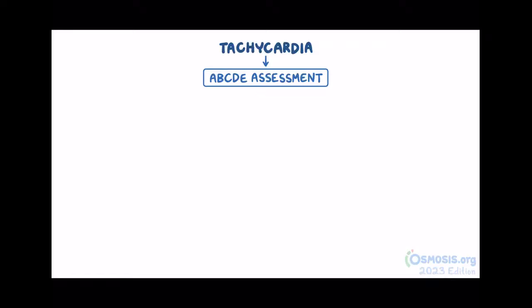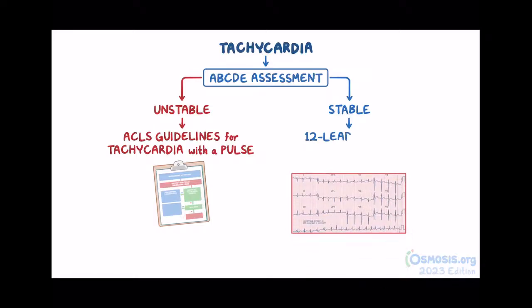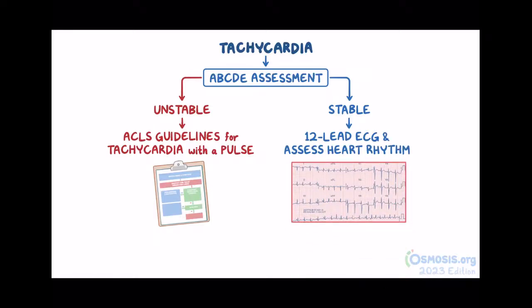Alright, as a quick recap, when approaching a patient with tachycardia, first perform the ABCDE assessment to determine if your patient is unstable or stable. If unstable with a detectable pulse, follow the ACLS guidelines for tachycardia with a pulse. On the other hand, if stable, obtain a 12-lead ECG and assess the heart rhythm.